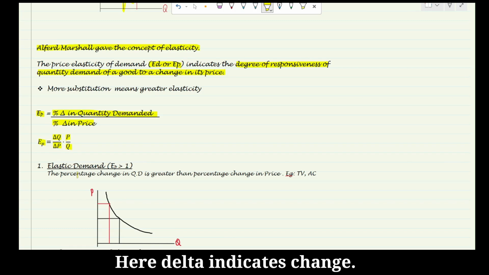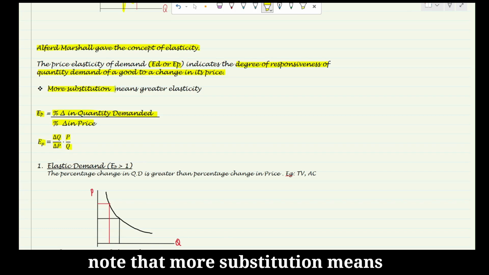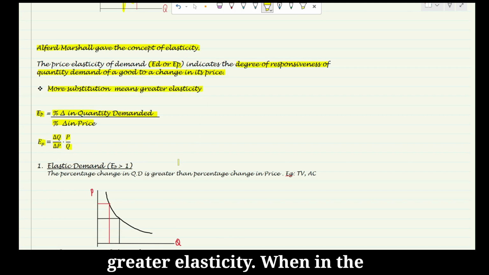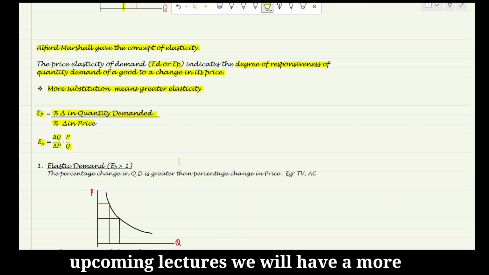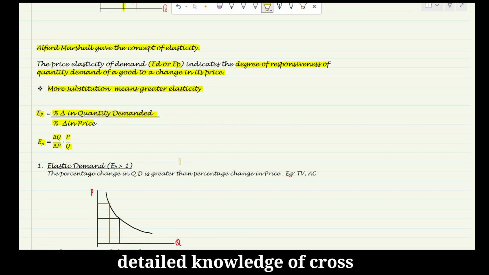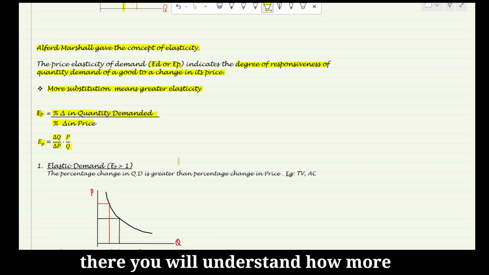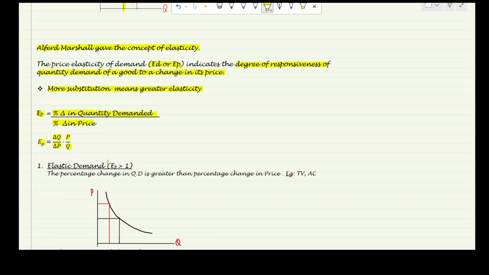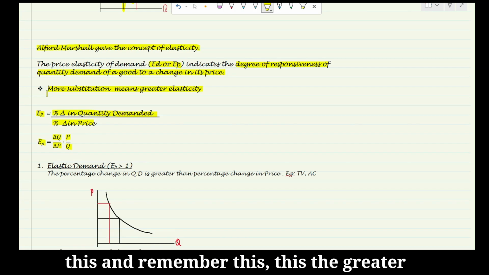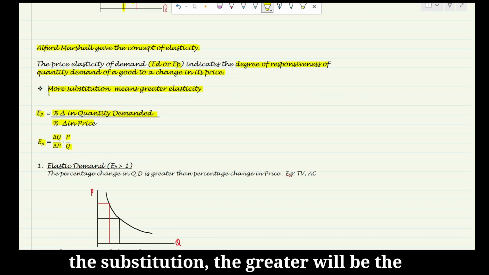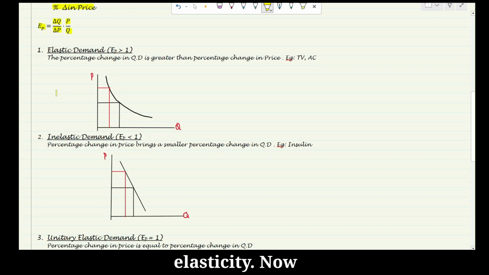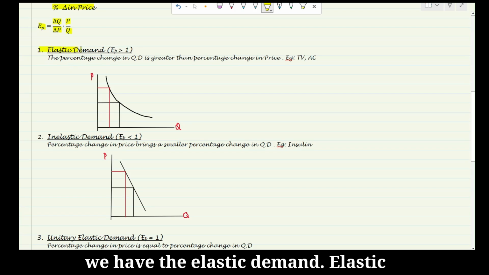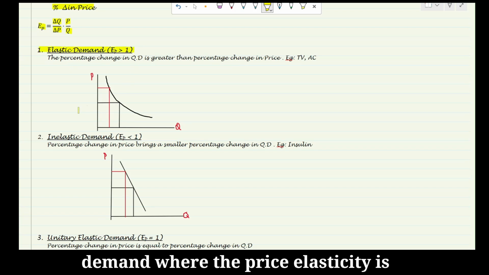Here delta indicates change. Now an important point to note is that more substitution means greater elasticity. In the upcoming lectures we will have more detailed knowledge of cross substitutions, and there you will understand how more substitution leads to greater elasticity. But for now, for your knowledge, understand and remember this: the greater the substitution, the greater will be the elasticity. Now we have the elastic demand, where the price elasticity is greater than 1.